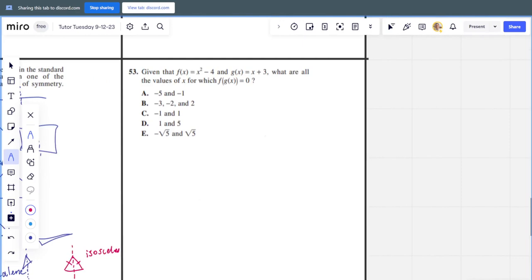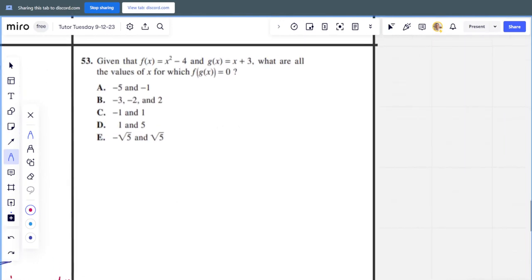And the last one, number 53, which I'll put in a chat right now. Given that f of x is equal to x squared minus 4 and g of x is equal to x plus 3, what are all the values of x for which f of g of x equals 0? I hope you guys remember function composition. F of g of x is not too bad if we apply those rules.